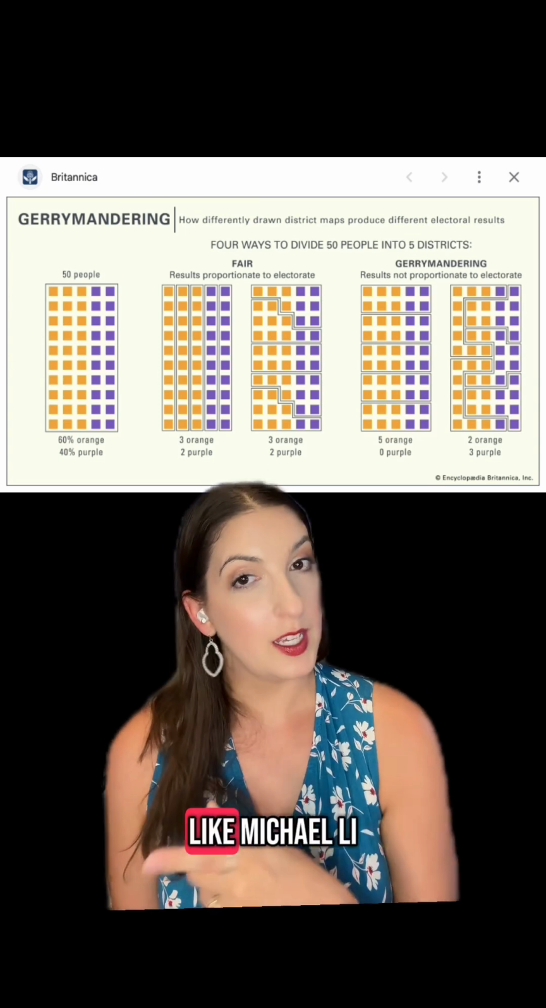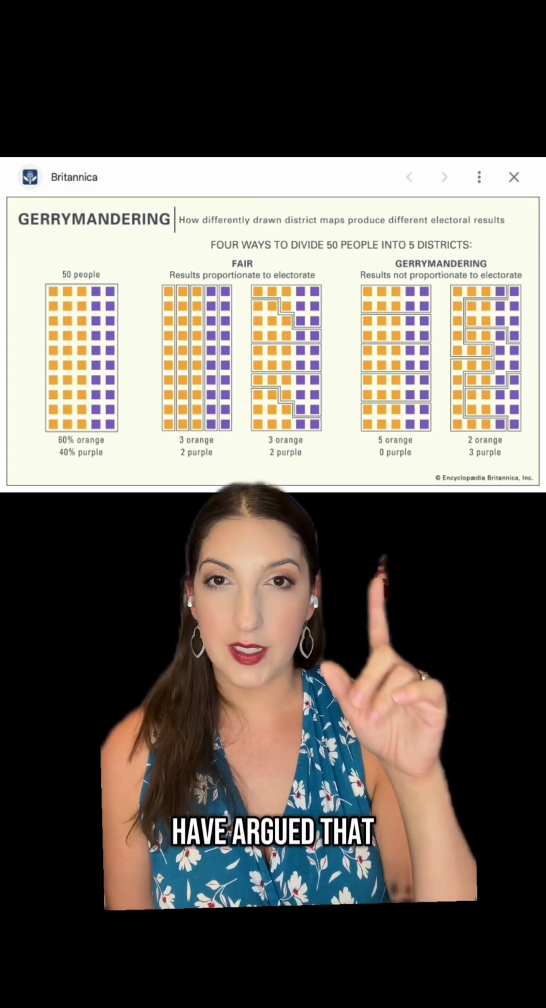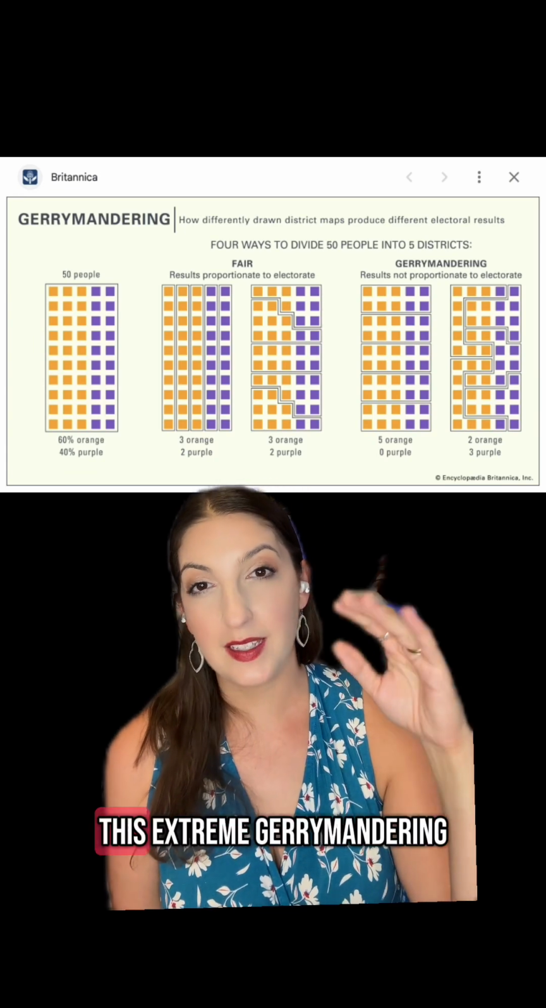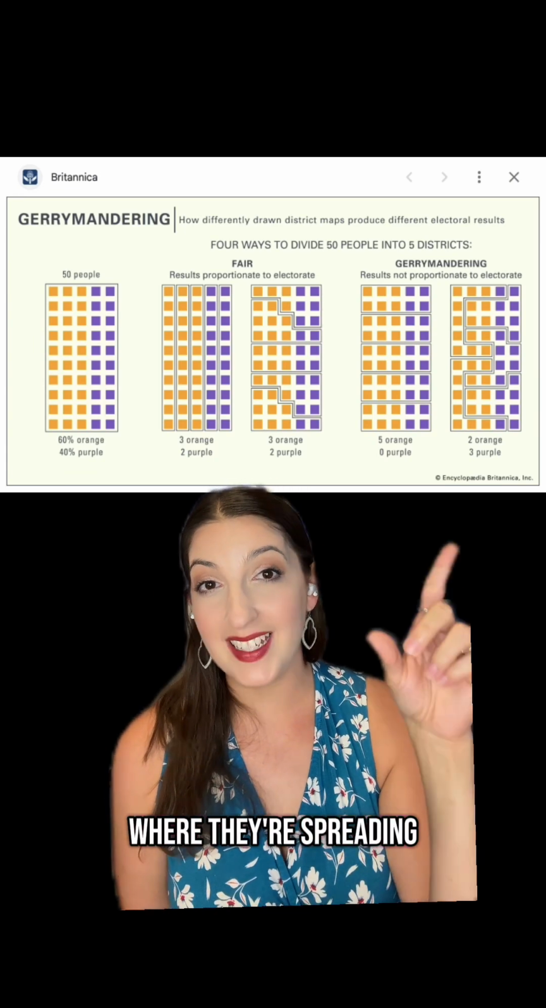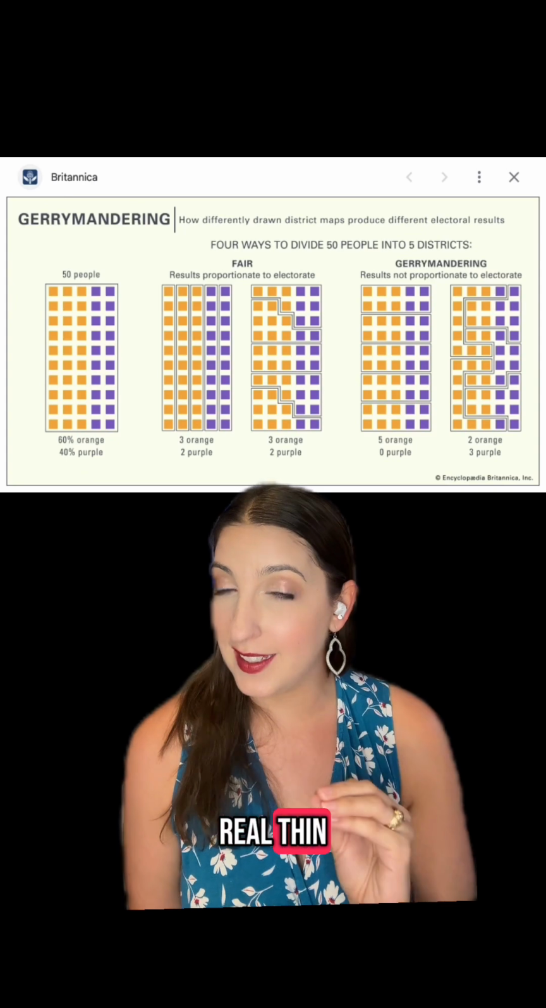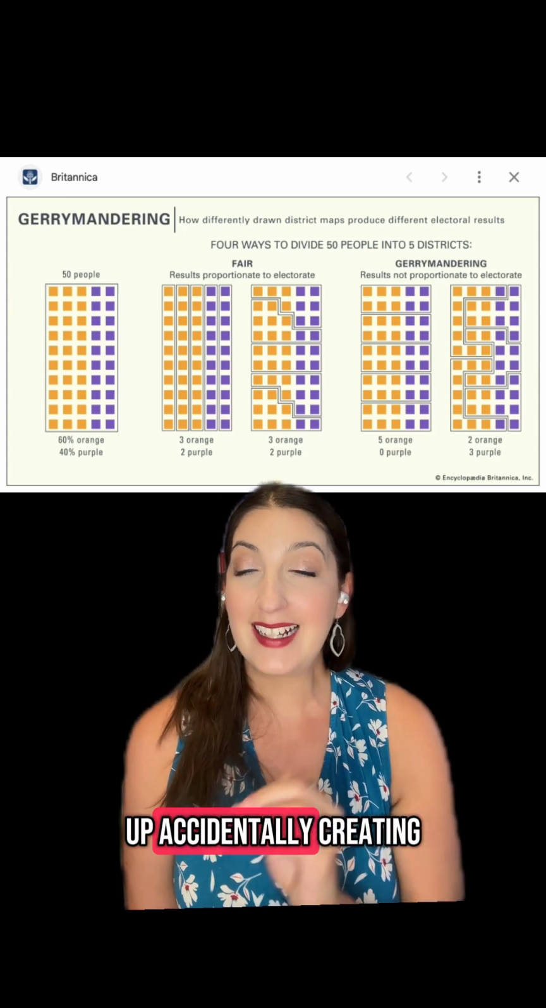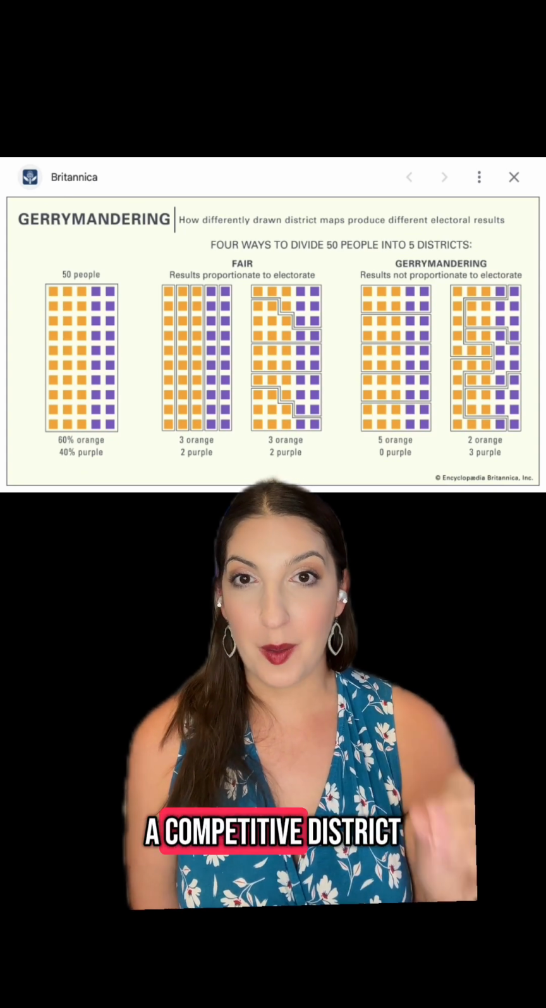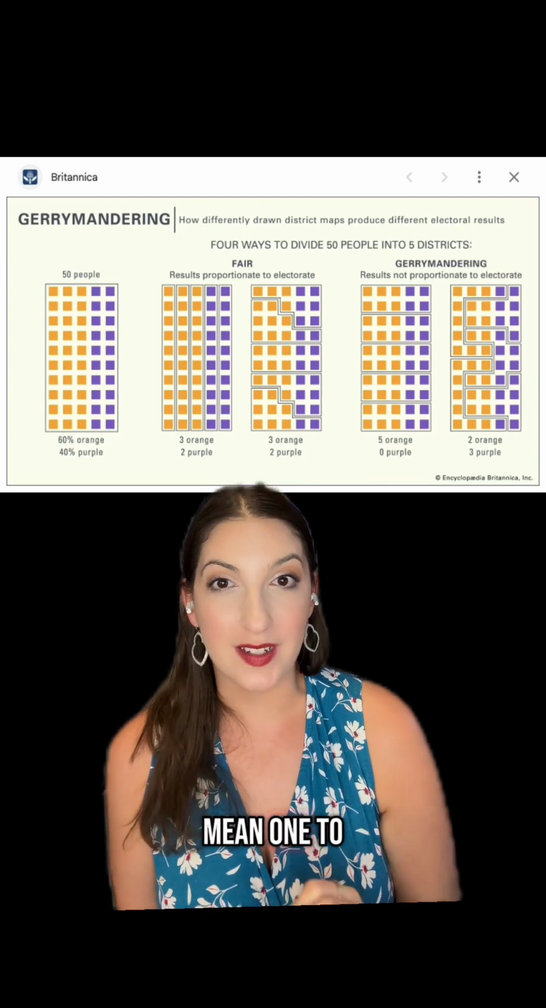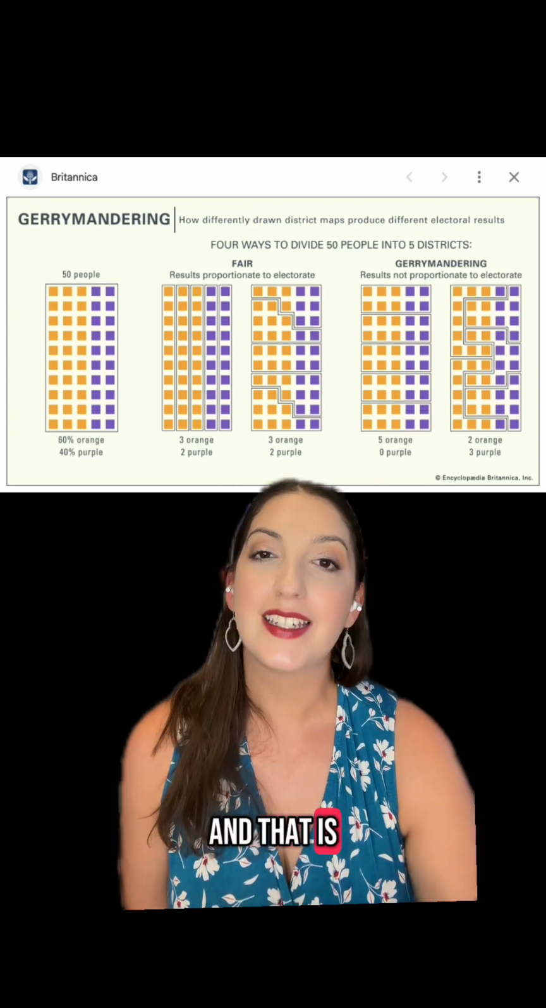But some people like Michael Lee over on Blue Sky have argued that Texas is already so gerrymandered, and they're making this extreme gerrymander where they're spreading these cracked districts real thin, that they might end up accidentally creating a competitive district where they didn't mean one to be competitive. And that is a dummymander.